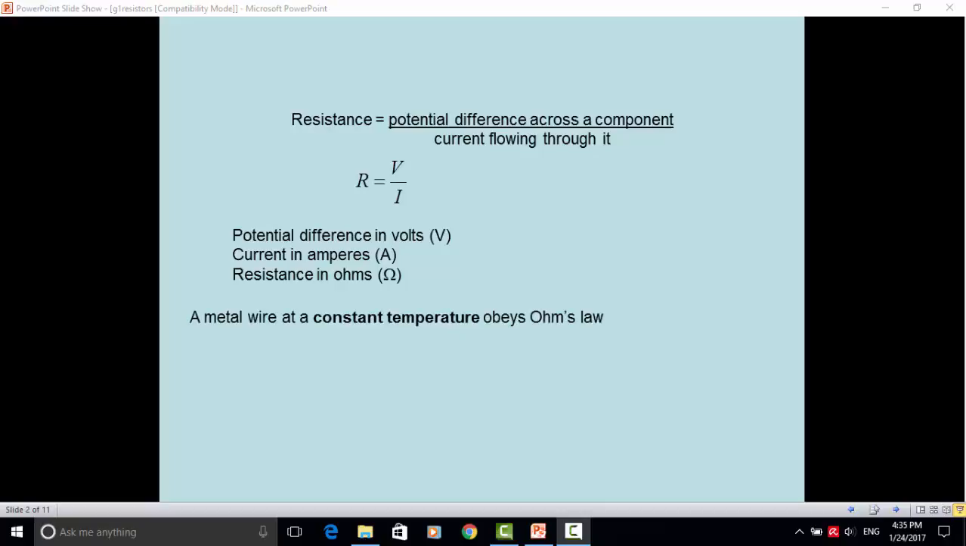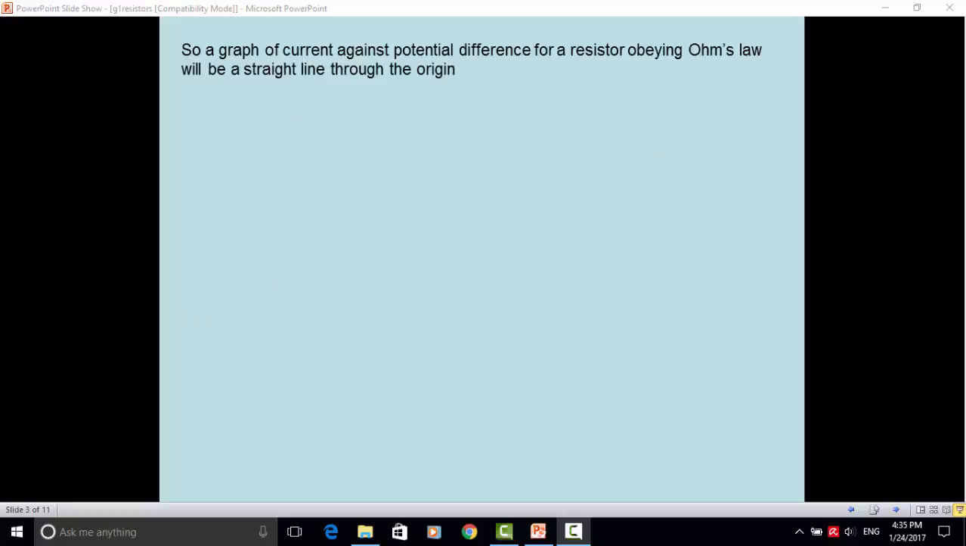A metal wire at a constant temperature obeys Ohm's law, and this states that the current is directly proportional to the potential difference. So a graph of current against potential difference for a resistor that obeys Ohm's law is a straight line through the origin. Here we have current against potential difference, and we get a straight line through the origin.